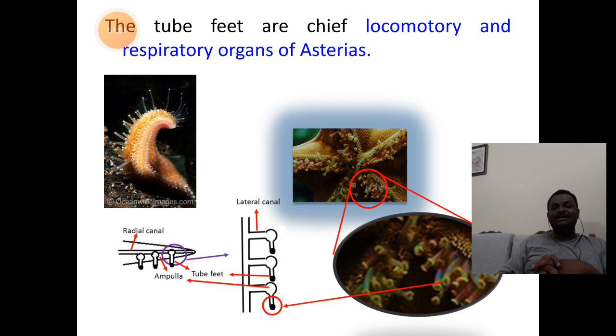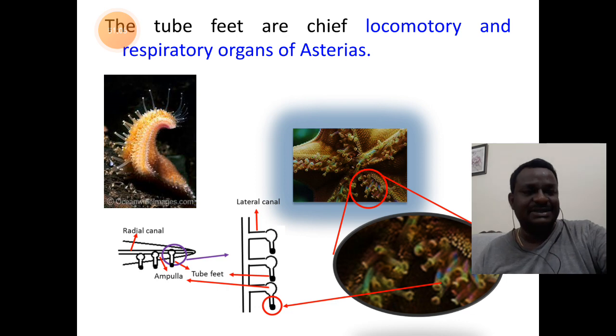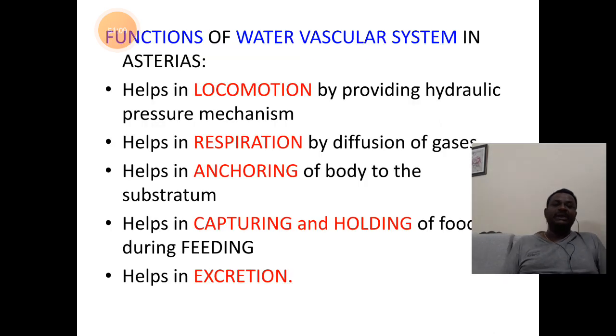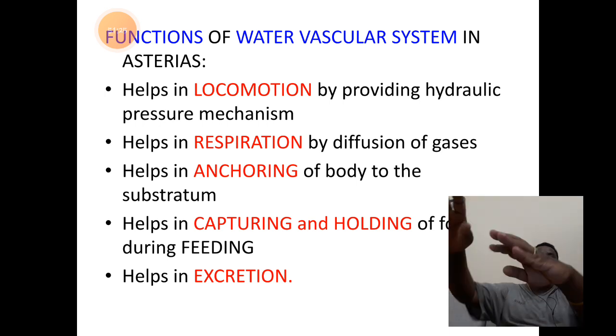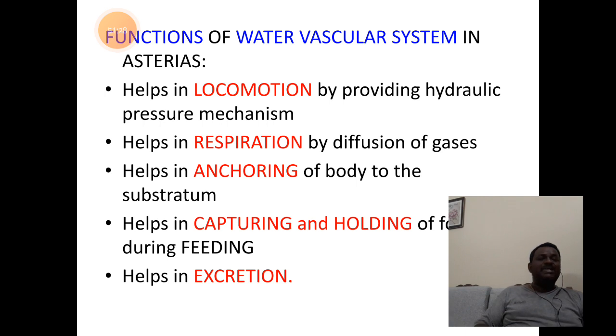Well students, with this we are completing the structural details related to the water vascular system of Asterias. Then what is the function of the water vascular system in Asterias? The major function is locomotion, because it creates a hydraulic pressure mechanism within the body, thereby the tube feet help the animal to move on. Besides, the tube feet also help in the process of respiration. So the water vascular system also serves the function of respiration by simple diffusion.